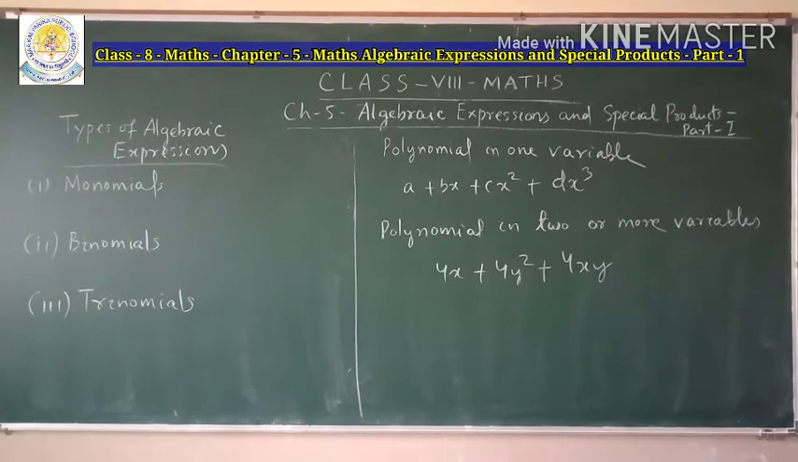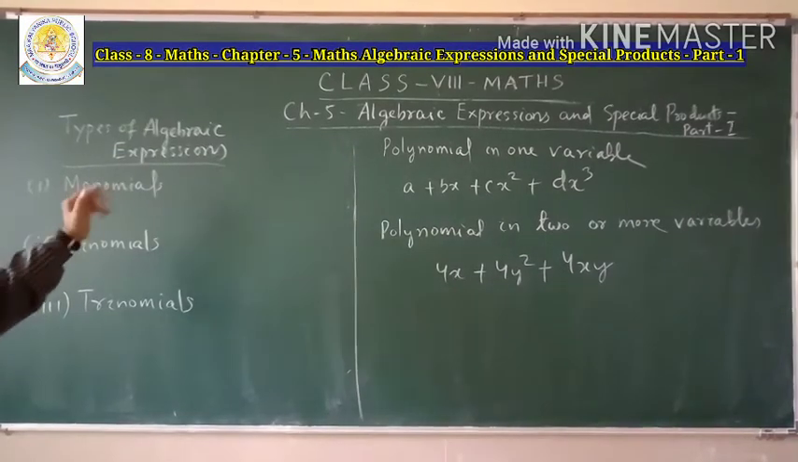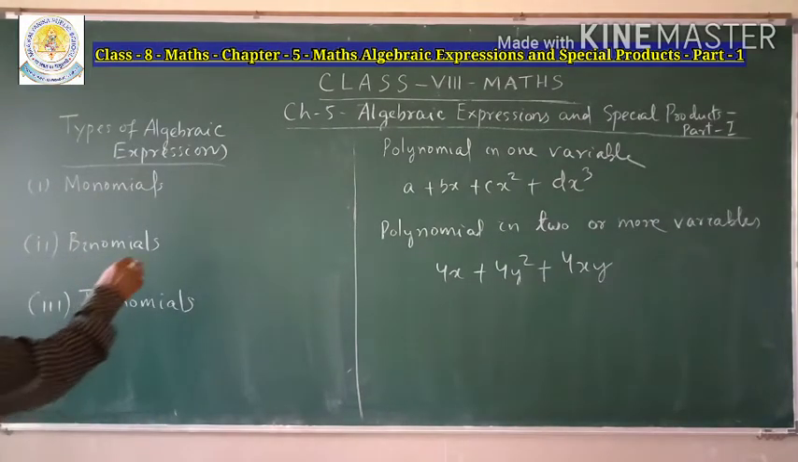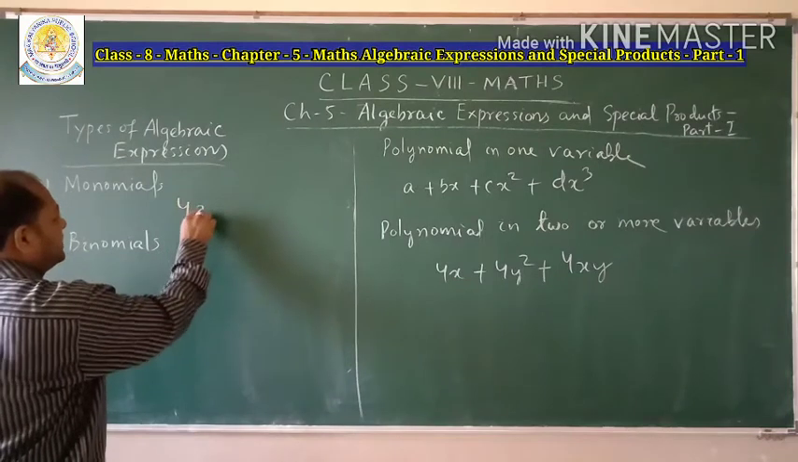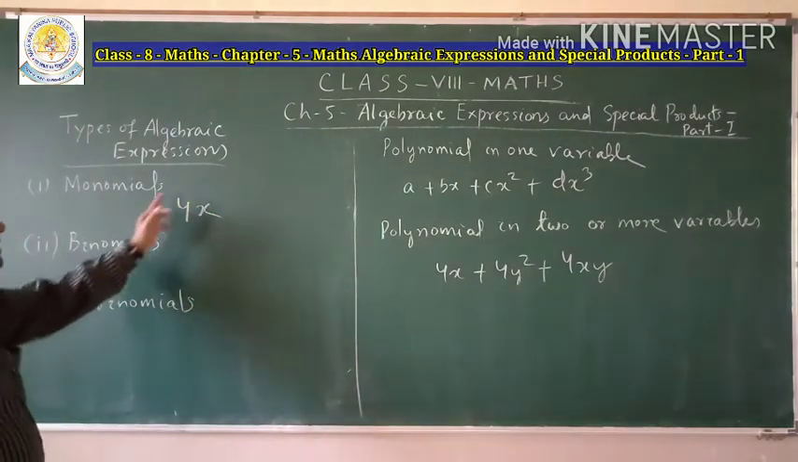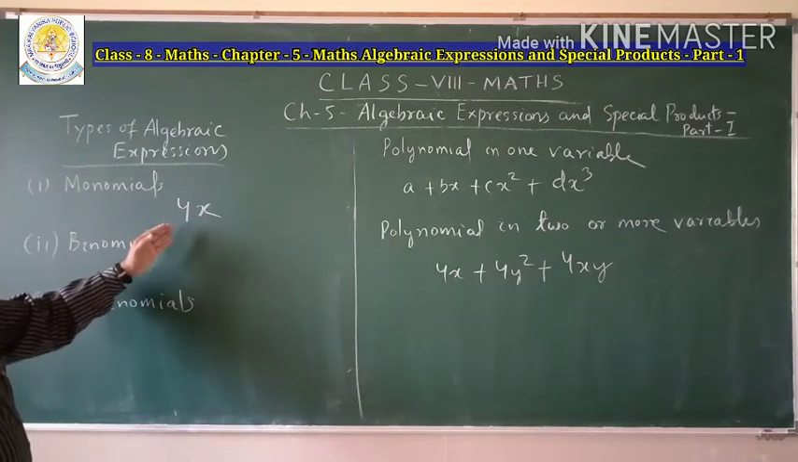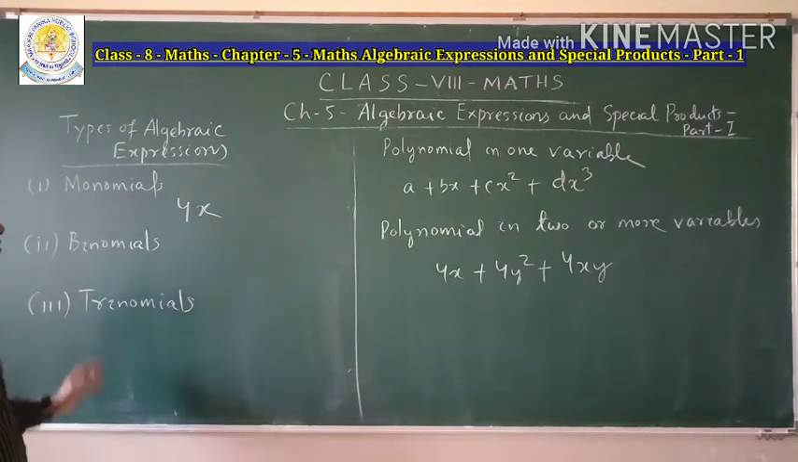Now let us discuss some more terms related to this chapter, algebraic expressions and special products. So let us discuss types of algebraic expressions. The types are: first is monomial, second is binomial, third is trinomial. So what is a monomial? Suppose I am writing 4x. In this expression we see that one term is there. Whenever there is one term present in the expression, it is called a monomial.